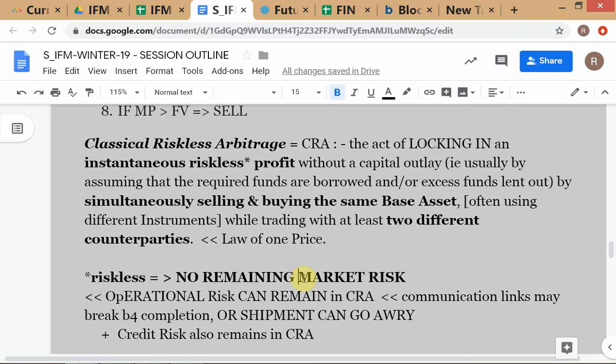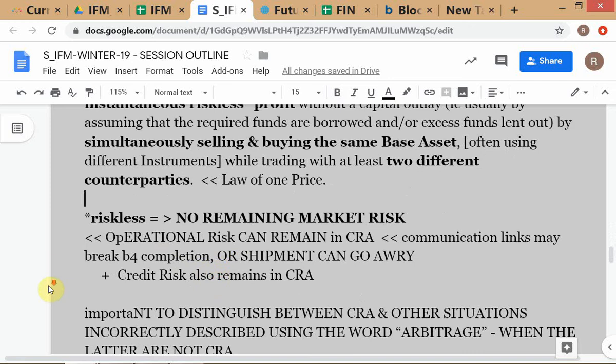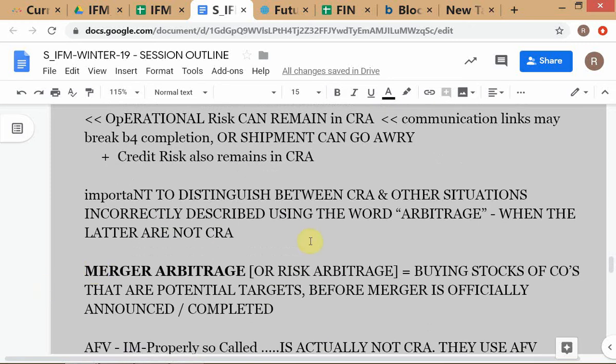So that can also happen when you're doing the arbitrage. But generally you go in to do the arbitrage when you see that there is no market risk. You can clearly remove the market risk. So all this stuff is in your notes.